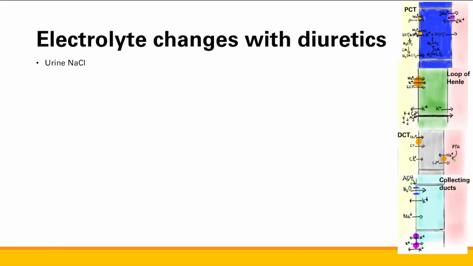hyperkalemia. Next, we're going to talk about electrolyte changes with diuretics. And we're going to just go through pretty much every diuretic and examine their mechanism of action and see how they affect different electrolyte changes in the urine. So note, we're talking about electrolyte changes in the urine. You don't have to memorize this, I just want you to understand it. You'll be able to understand.